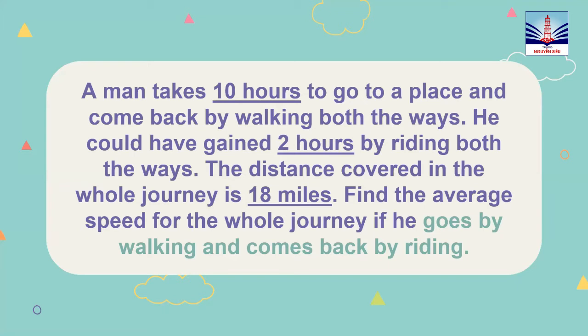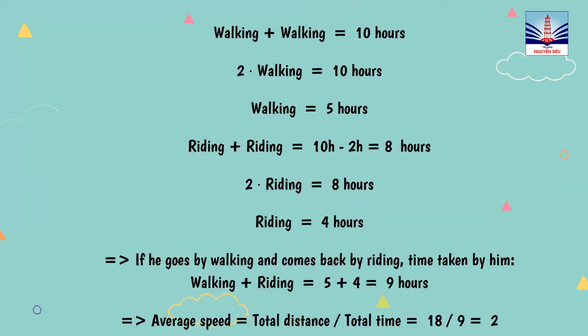Because it needs 10 hours to walk to that place and then come back, he will take 5 hours to go to that place. And he will gain 2 hours if he rides. So he will need 4 hours if he rides to that place. So if he goes by walking and comes back by riding, the time taken is 9 hours. So the average speed is 2 miles per hour.